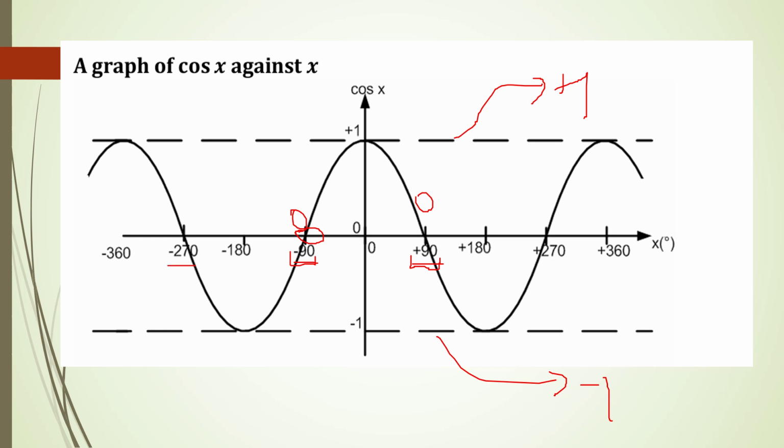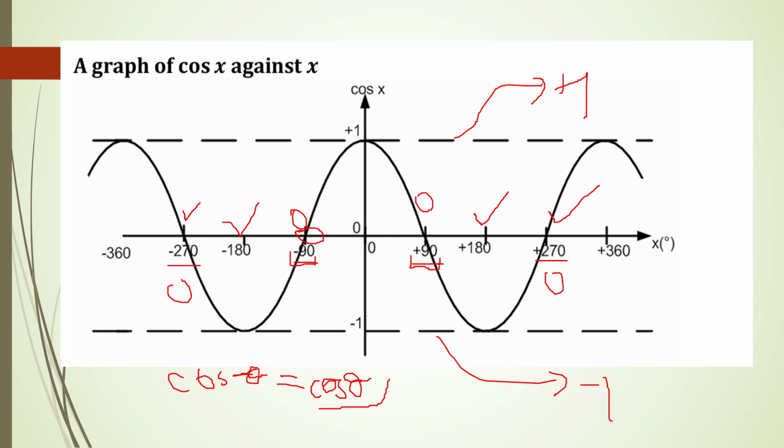Similarly, negative 270 is 0, and also positive 270 is 0. So for this case, we are going to see that for any value of cos of a negative angle, it is going to be the same as cos of a positive angle. So that's what this graph means. If you put cos negative 270, you're going to get the same answer as you put cos of positive 270. And similarly, if you put cos of negative 180, you're going to get the same answer when you put cos of positive 180. So cos of a negative angle is the same as cos of a positive angle.